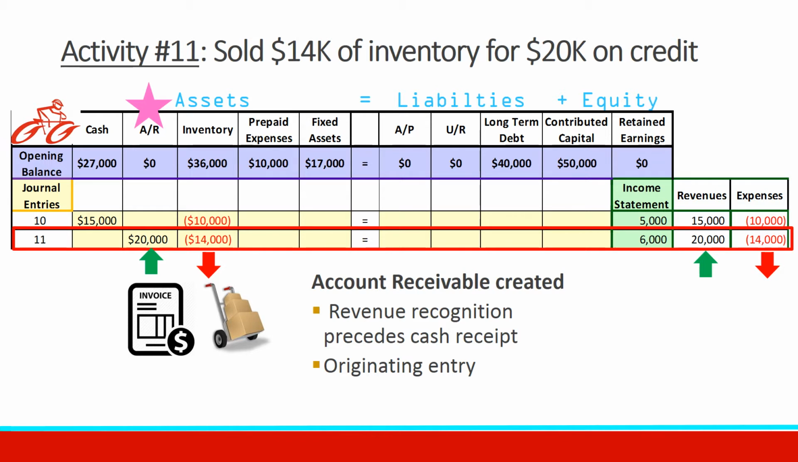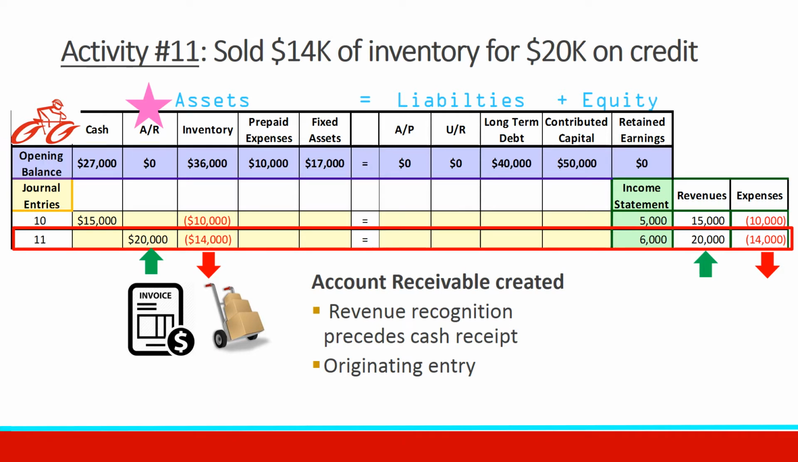Now let's go see what's happening over on the asset side. On the asset side, we can see an account receivable being created for $20,000 and inventory declining by $14,000. So the $14,000 in inventory matches to the expenses. That's the expense recognition. And the $20,000 in the accounts receivable matches to the revenues, and that's the revenue recognition.